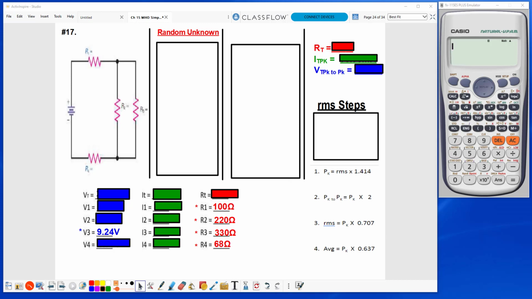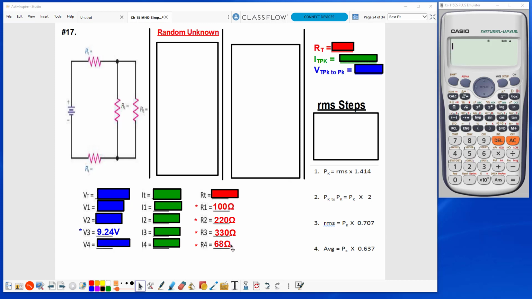In this video, I'll be calculating the AC values from the Chapter 15 Math handout, problem number 17. So what we have here is a random unknown combination circuit. This one is a little bit different.